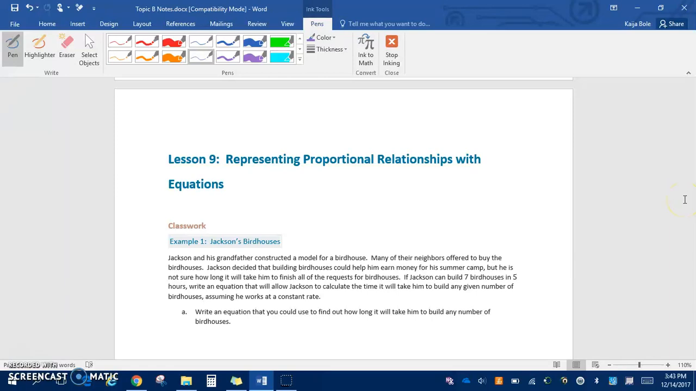Alright, so here we are on lesson 9, representing proportional relationships with equations. So for the last, I don't know how many lessons, we've been talking about x's and y's, and we've been talking about how x is the input and y is the output, and we've been talking about how money always goes on top and time always goes on the bottom. But now we have to think about what if we don't always have money and time specifically.